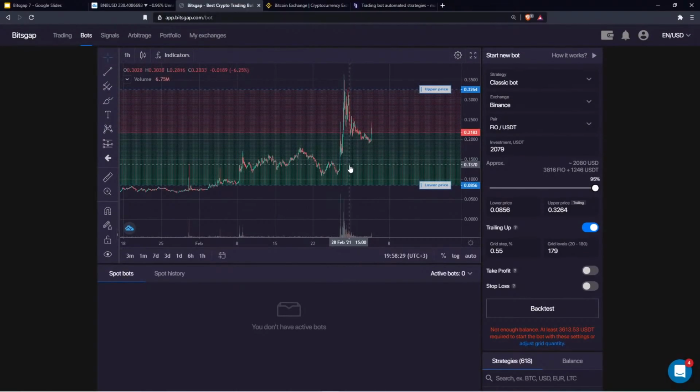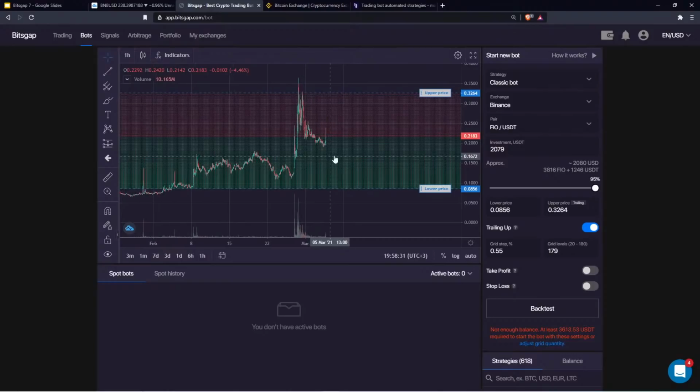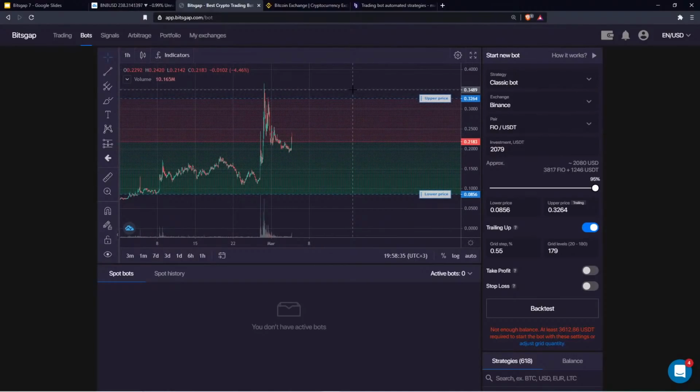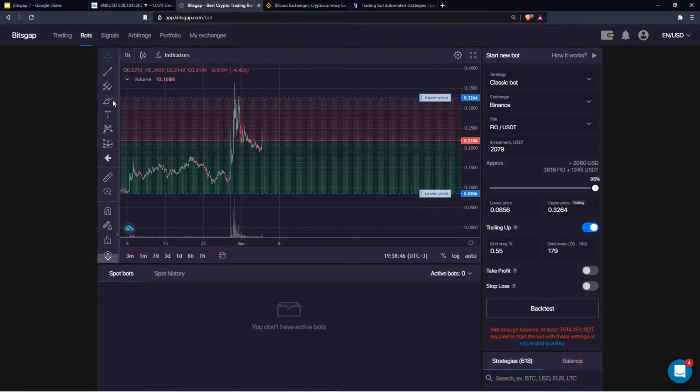So yeah, what you learned today is that Bitsgap bots are designed to accumulate returns in the quote currency, which is the second crypto in the cryptocurrency pair, regardless of the market trend. So they can generate returns on the rising market, on the sideways market, and even on the falling market, because even on the falling market there are always opportunities to buy low and sell high.